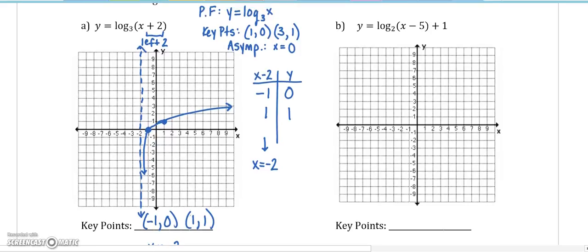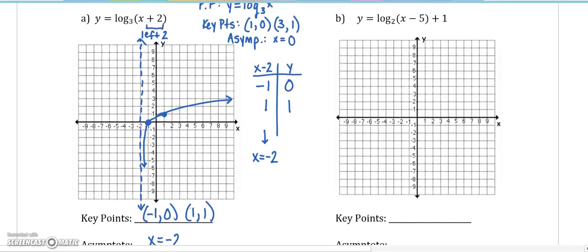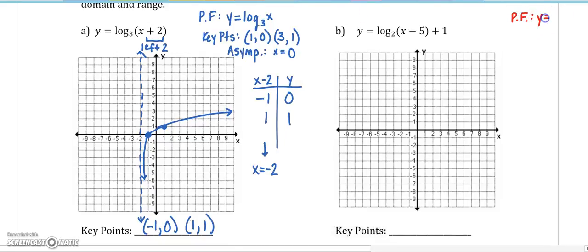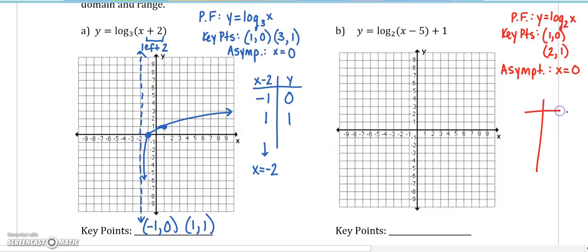All right, let's try one more, letter B. So in letter B, again, same thing. I'm going to start with my parent function. So that would be y equals log base 2 of x. So my key points, remember, we switch it, so it's 1, 0, and our base is 2, so 2, 1. And then our asymptote starts out as x equals 0. Okay, now I just have to create my table.